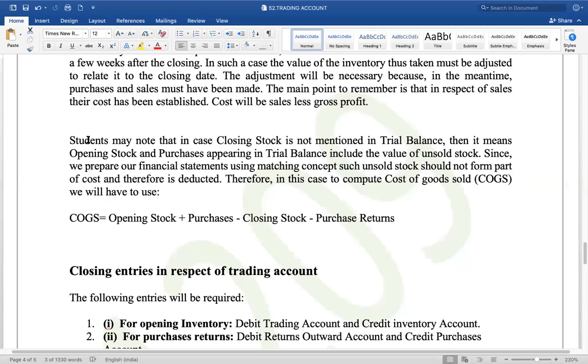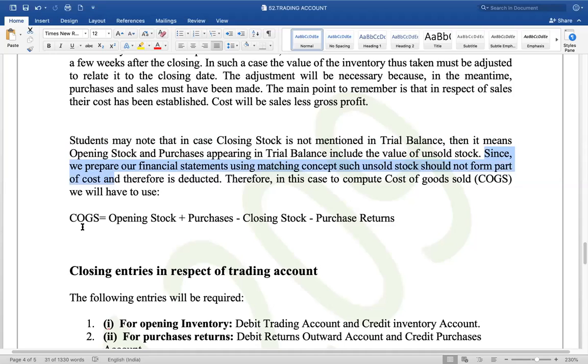And look at this. There is one more thing. Students may note that if closing stock is not mentioned in the trial balance, then it means opening stock and purchases appearing in the trial balance include the value of unsold stock, which means closing stock. Since we prepare our financial statements using the matching concept, such unsold stock should not form part of the cost and is therefore deducted. Therefore, in this case, compute cost of goods sold.